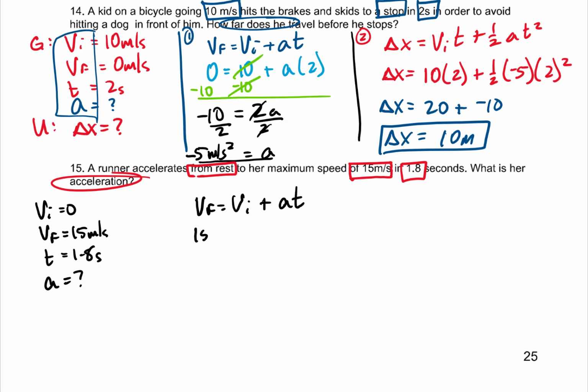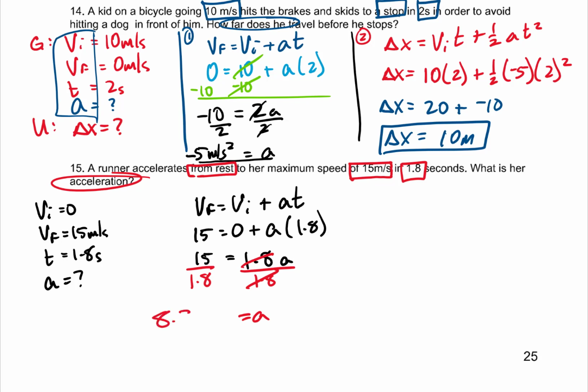So 15 is equal to 0 plus acceleration, which we don't know, times the time of 1.8. So cleaning that up, 15 is equal to 1.8 times the acceleration. We're going to divide both sides by 1.8. Crosses out, and our acceleration comes out to be 8.33 meters per second squared.